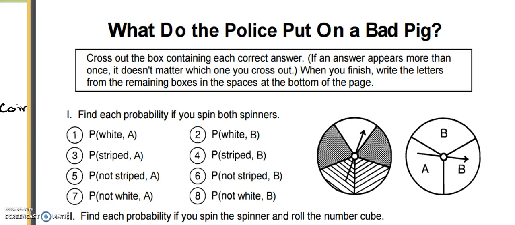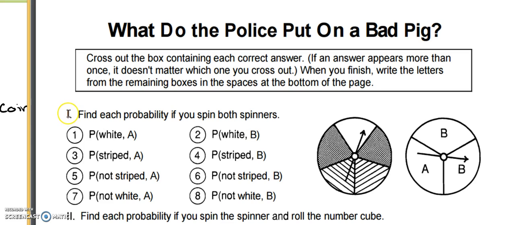The instructions read, cross out the box containing each correct answer. If an answer appears more than once, it doesn't matter which one you cross out, so don't cross them out twice, just once. When you finish, write the letters from the remaining boxes in the spaces at the bottom of the page. Let's look at this first question.